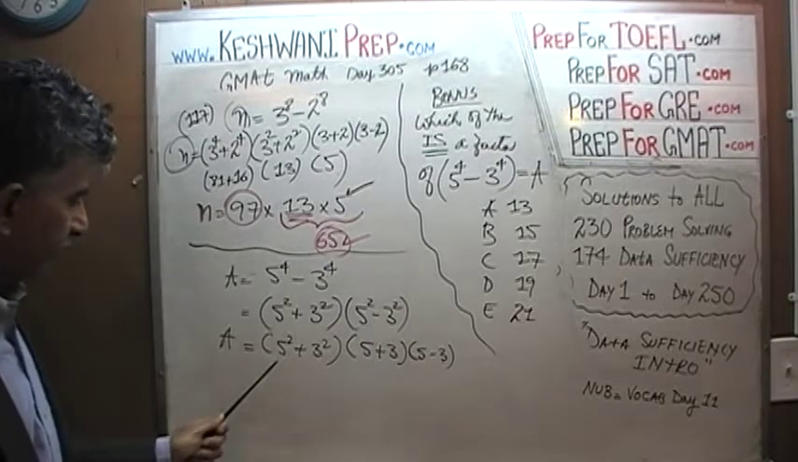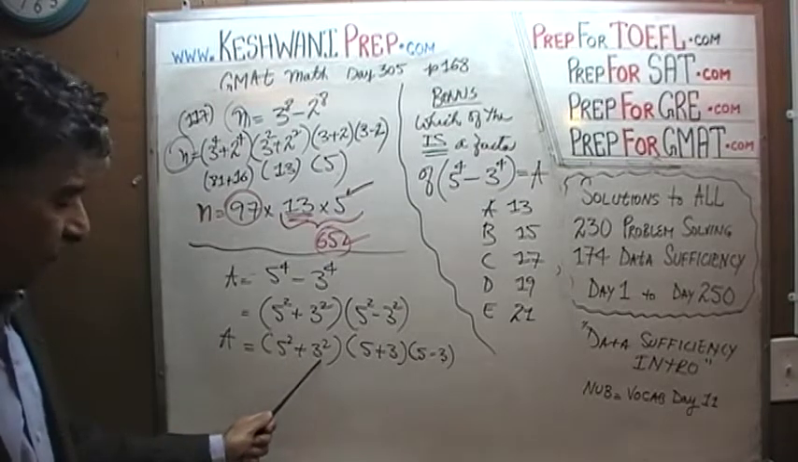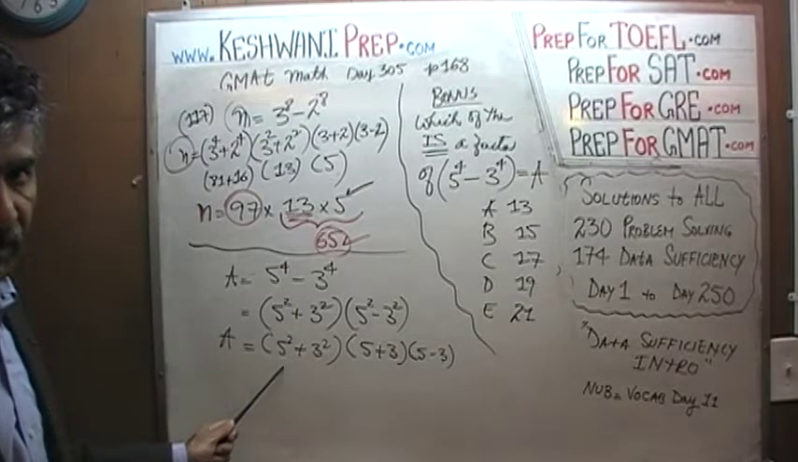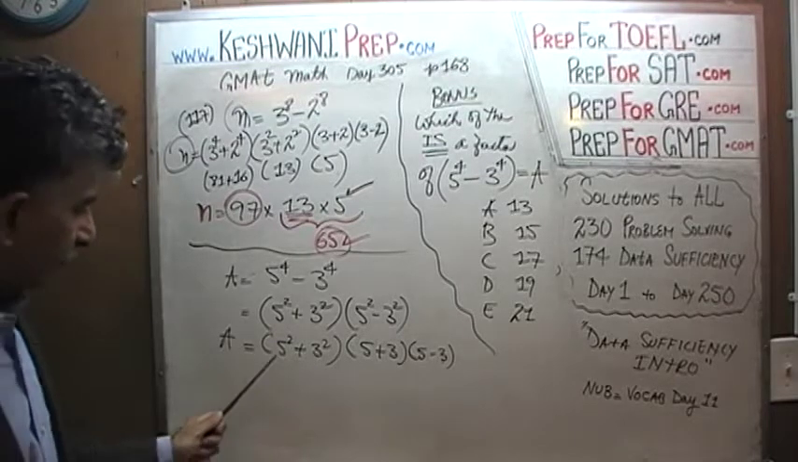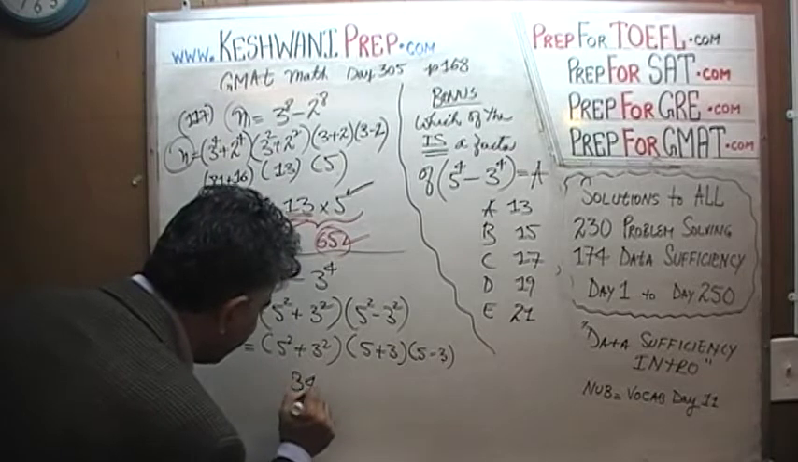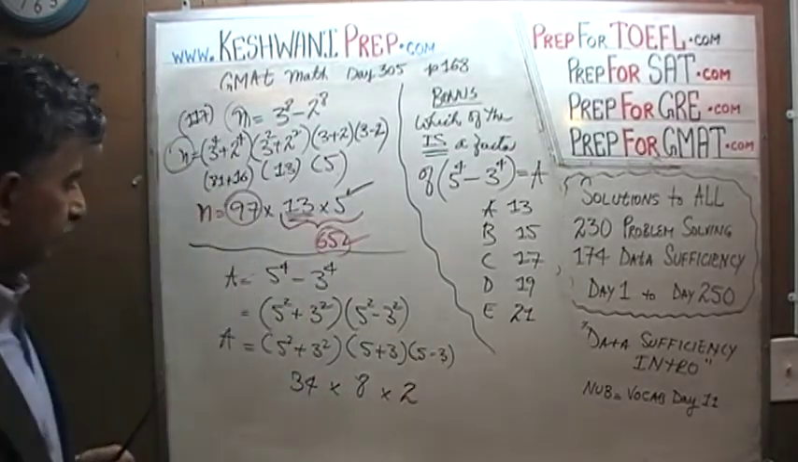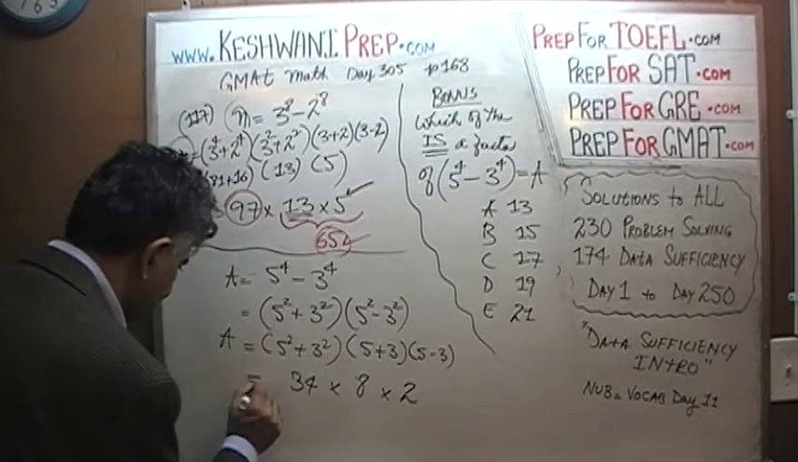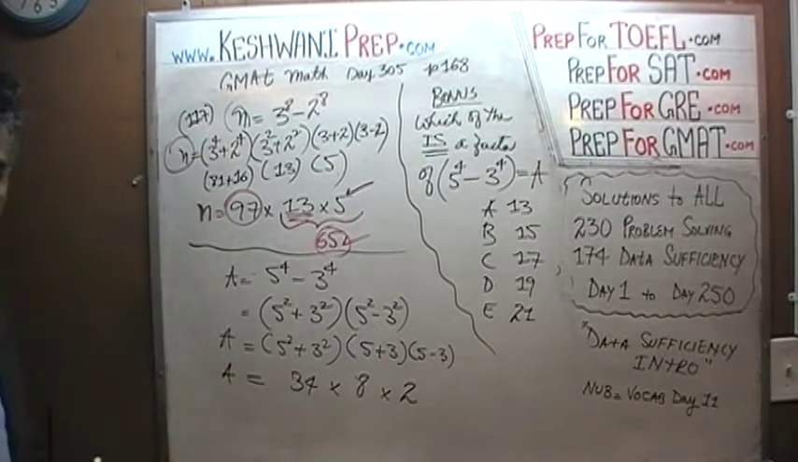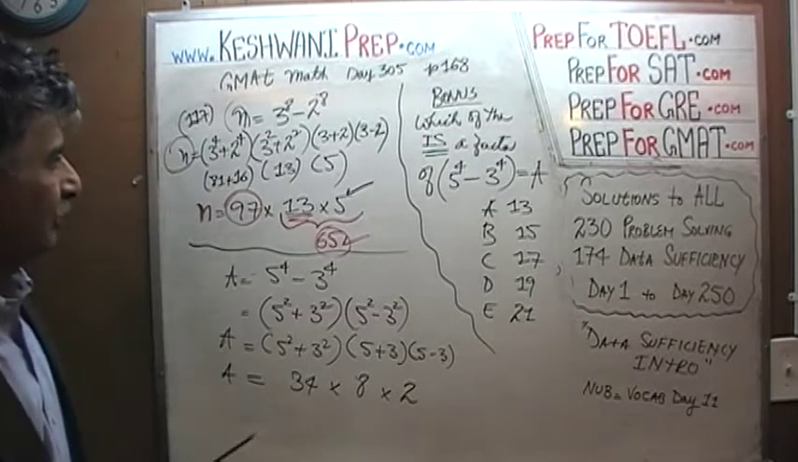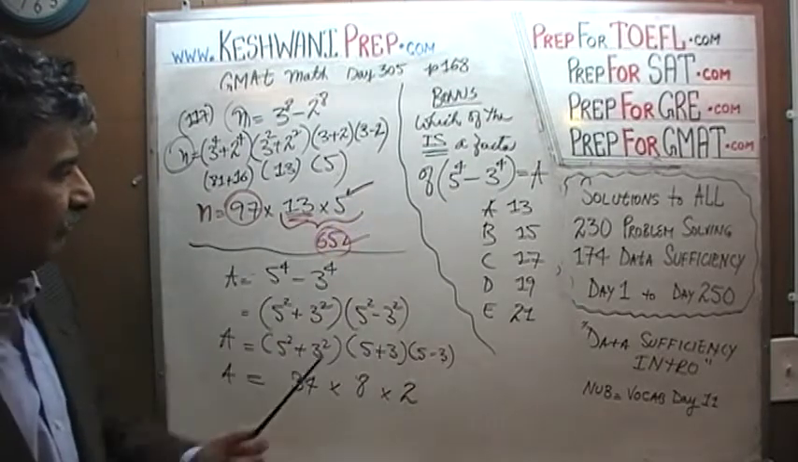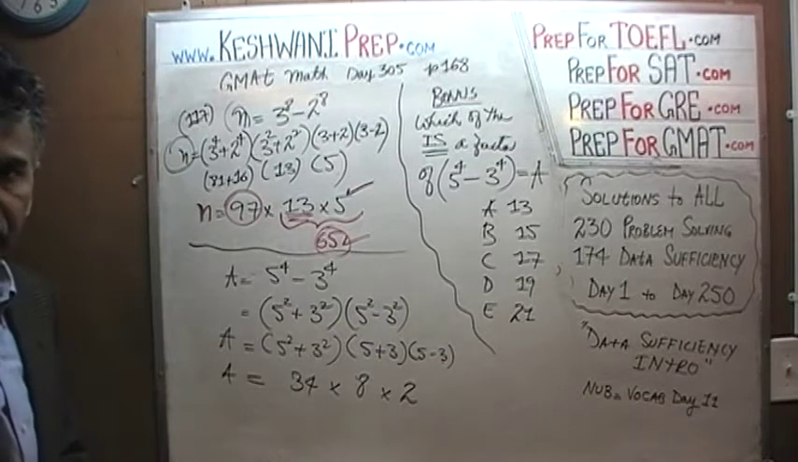Let's find out what these quantities are. 5 squared is 25, 3 squared is 9, 9 plus 25 is 34. 34 times 8 times 2. This doesn't get us anywhere, does it? What do we do next? I don't see 8 here. Which of the following is? I don't see 8, I don't see 2. What can we do now?